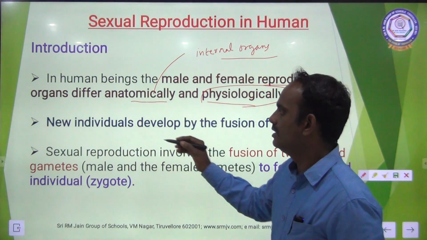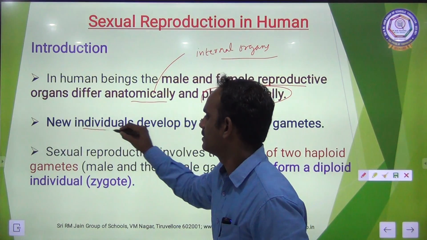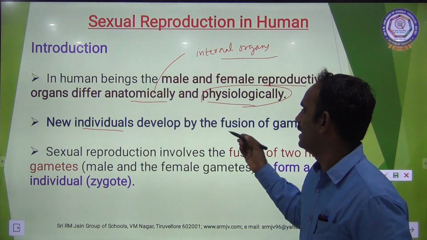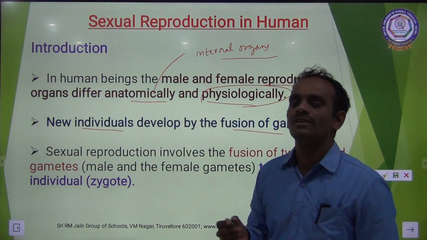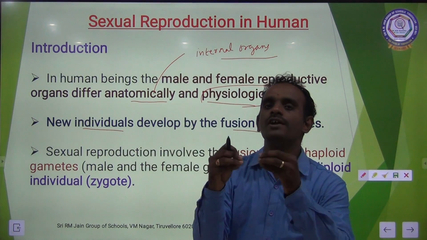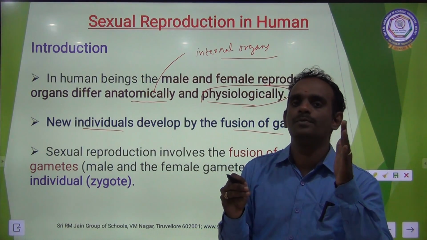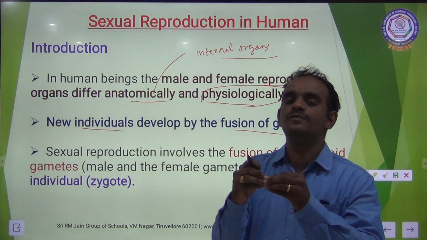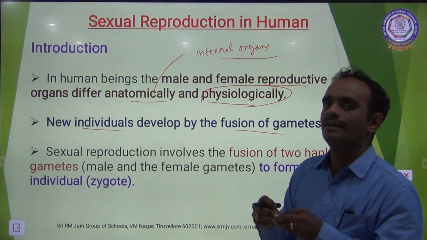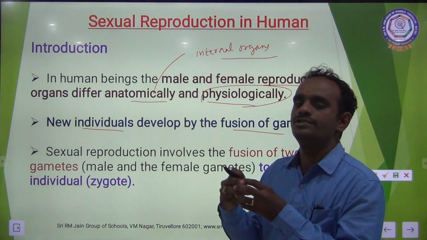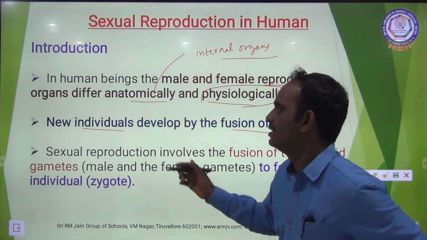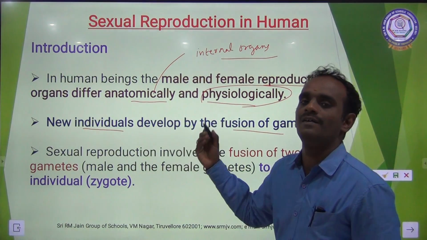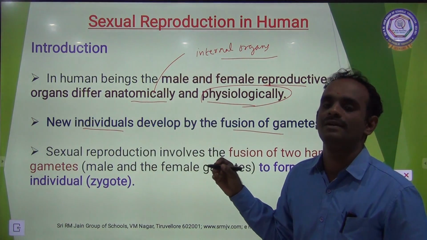The new individual is developed or formed by fusion of gametes. Fusion means just joining of gametes. The male organ produces the male gamete, the female organ produces the female gamete. These two gametes fuse together. That is called fertilization. So a new individual is formed by the fusion of gametes.